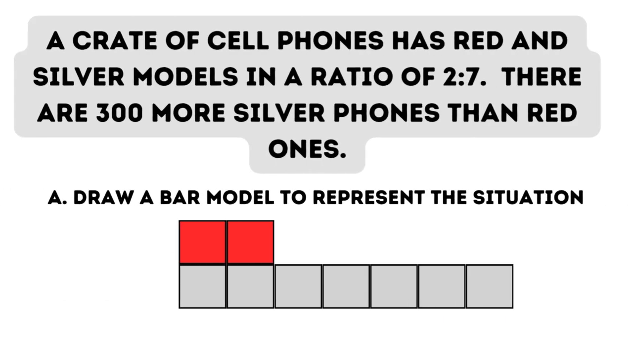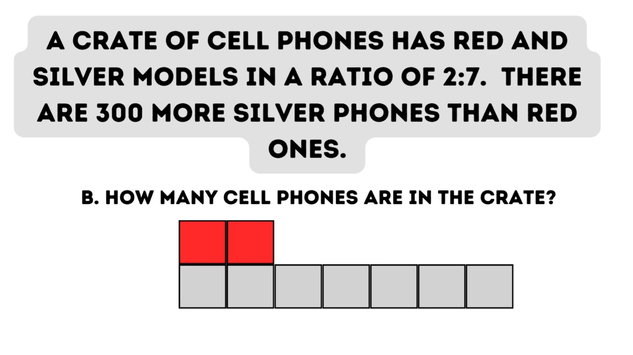When using bar models, we're going to use squares, and we're going to set up the squares in the same ratio that we're given. So in this case, it's the ratio of red to silver model phones in a ratio of 2 to 7. So I represented the red with 2 red squares, and the silver models with 7 silver squares.